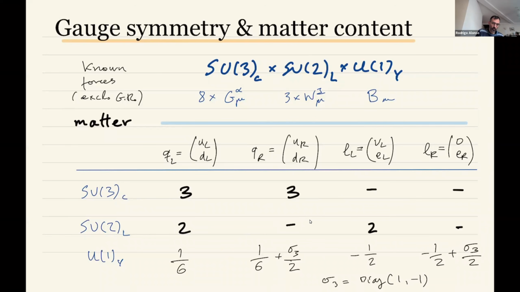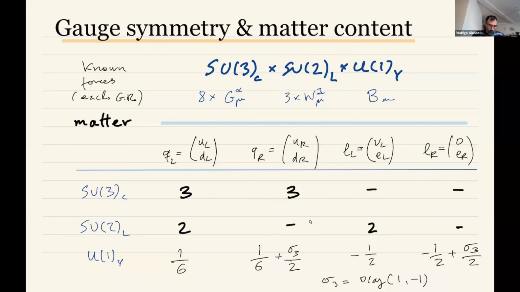And so color comes with 8 gluons, for the 8 generators of SU(3). Weak isospin comes with 3 gauge bosons that we'll denote W, with alpha and I as indices here. And hypercharge has its own gauge boson that we'll denote B.